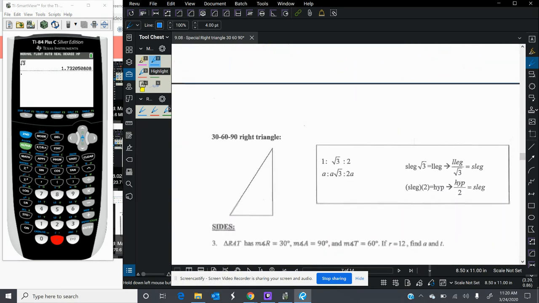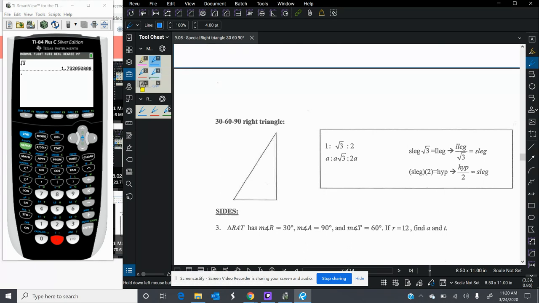The next diagram is our example of a 30, 60, 90 right triangle. Looking here, we know our right angle is down to the bottom right. That's our 90-degree angle. And just eyeballing it, this top angle is going to be our 30-degree angle. The bottom angle is our 60-degree angle. So we have a 30, 60, 90 right triangle. Remember, across from the 30 is always our short side.